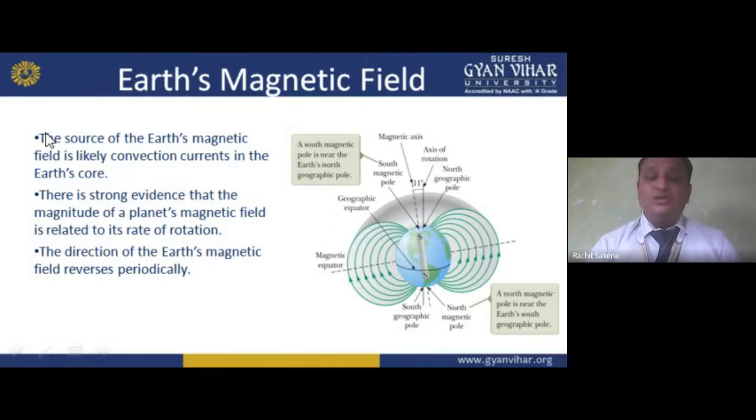So the source of Earth's magnetic field is likely convection current in the Earth's core. It is basically giving you the current, conventional current. There is strong evidence that the magnitude of a planet's magnetic field is related to its rate of rotation. So it is related to how fast it is rotating. The direction of Earth's magnetic field reverses periodically. Now we all know the Earth rotates, so the direction will change.